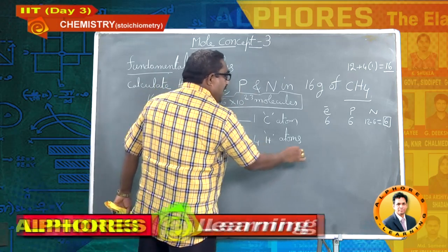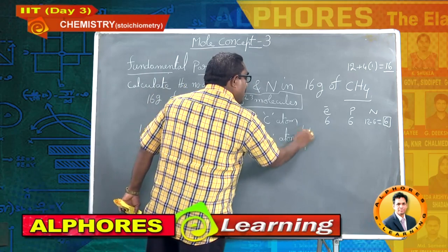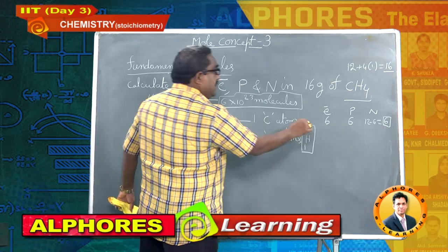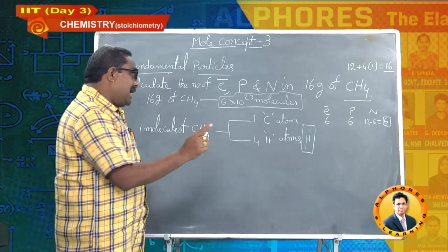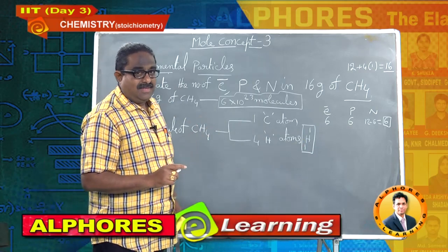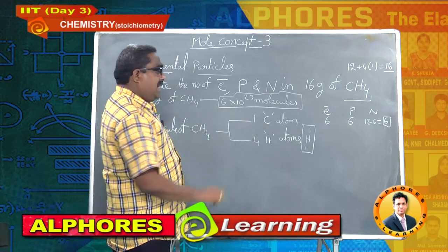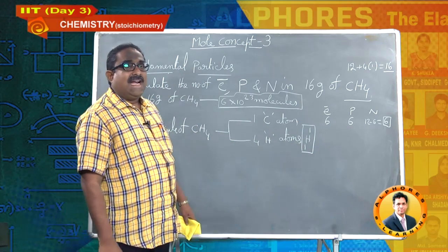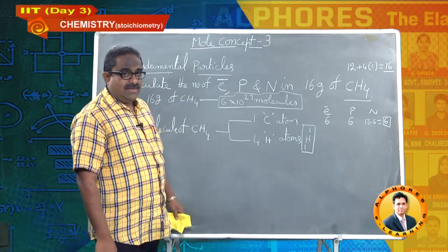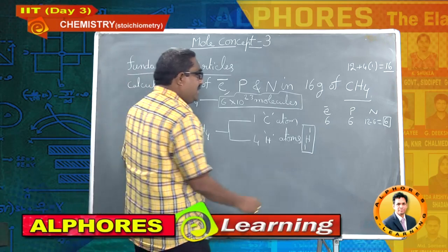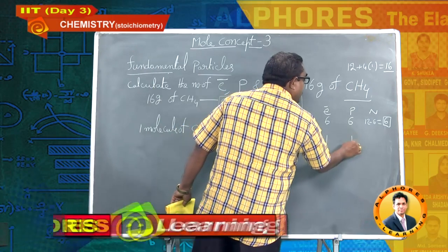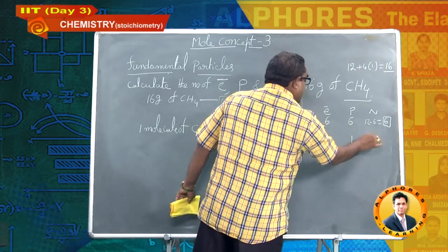We know the symbol is H11, that is, mass number is 1, atomic number is also 1. This is the only atom which does not contain any neutrons. It contains only 1 proton and 1 electron, that is it. 1 electron, 1 proton, number of neutrons are 0.